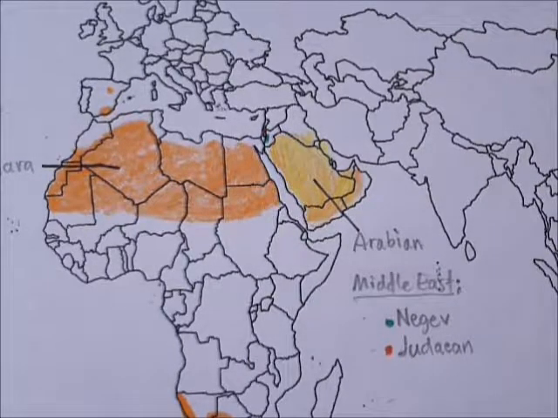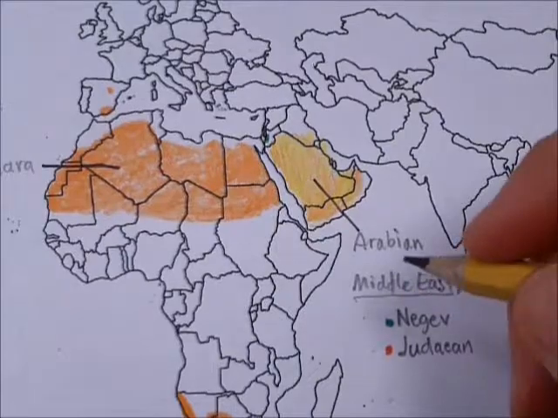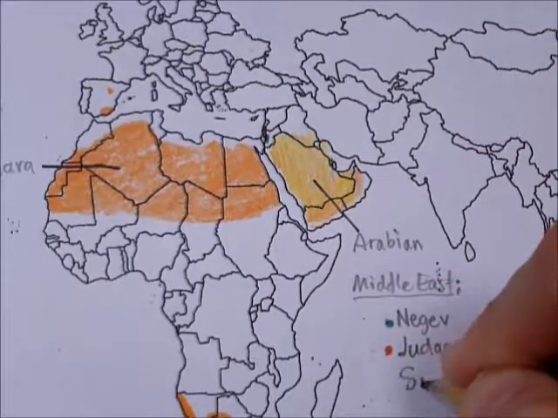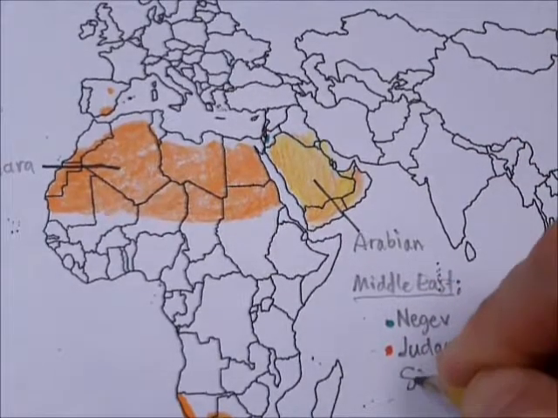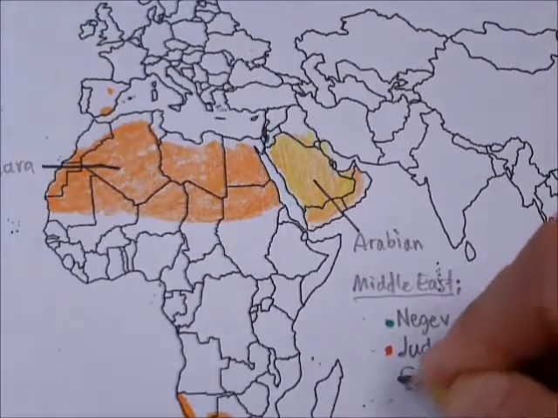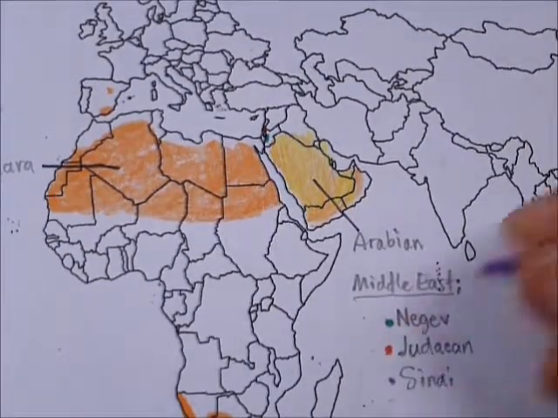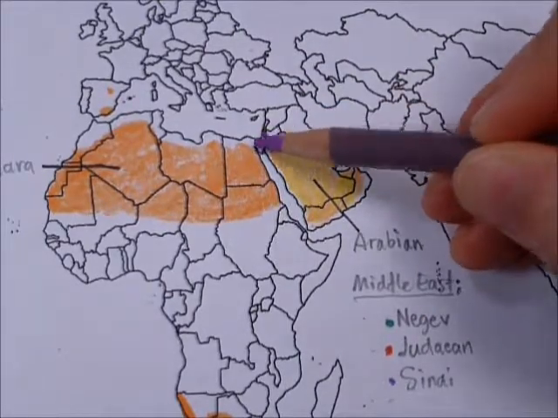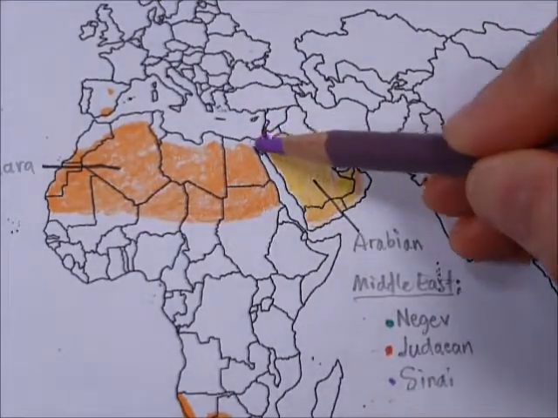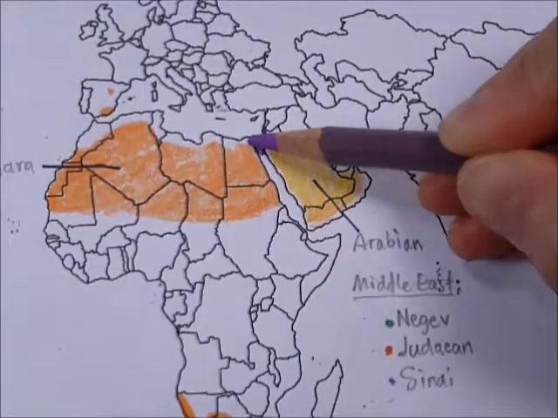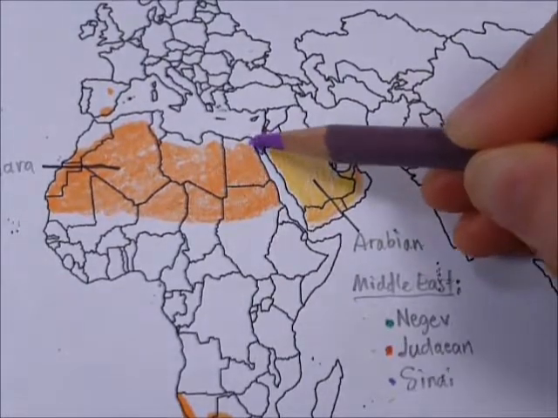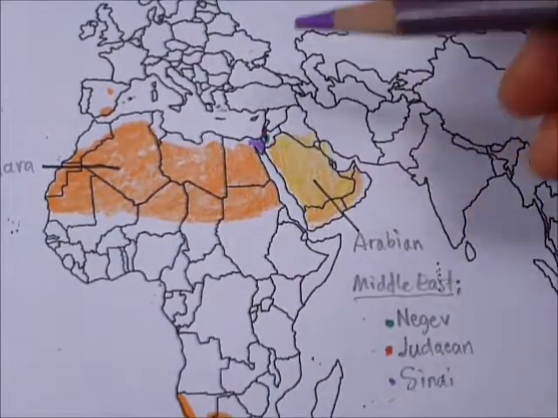And then we have Sinai. Sinai Desert, Sinai. Let me make this purple. And this is right there, that little triangle thing between Egypt and Arabia. Right there, that's the Sinai Desert. That little triangle right there.